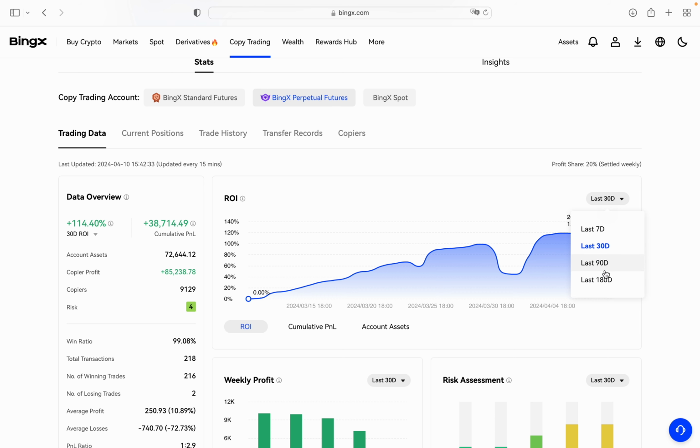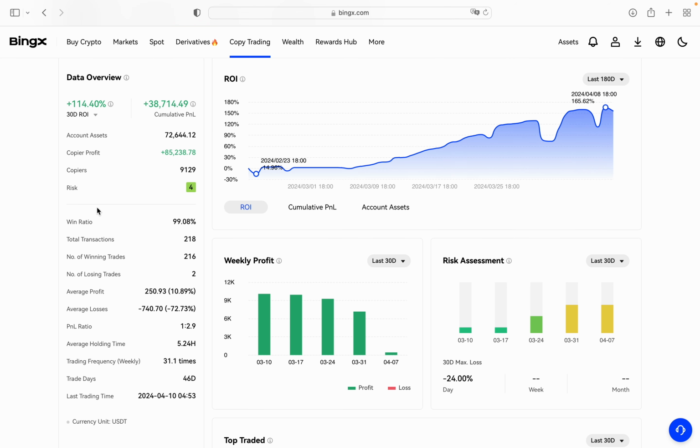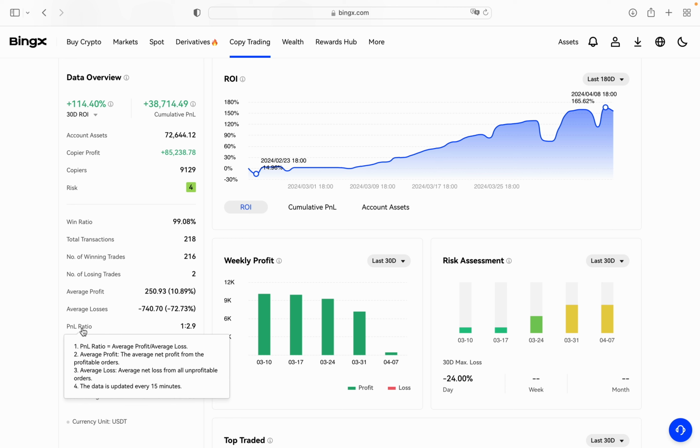You can also select here the last 180 days and see the curve. And the most important details you will find here. The first one is the win ratio, which is here 99%. Another important detail is the P&L ratio. The P&L ratio shows you the ratio of the average profits and the average losses of the trader.